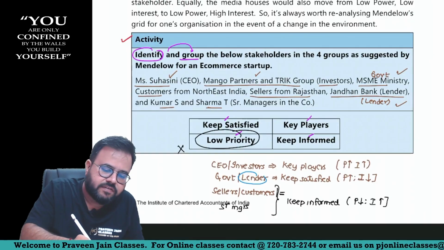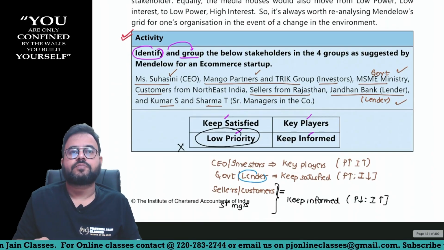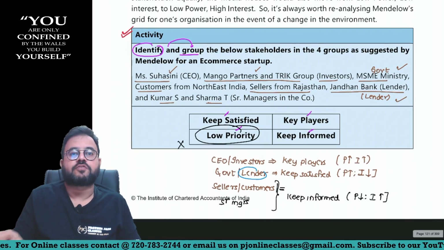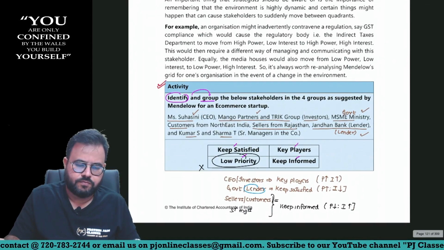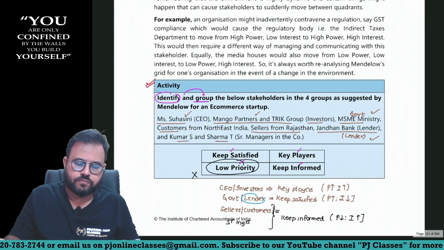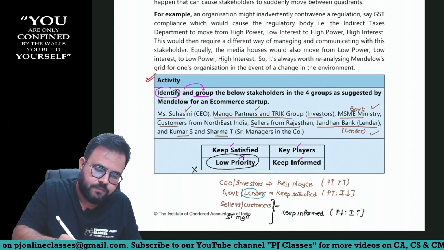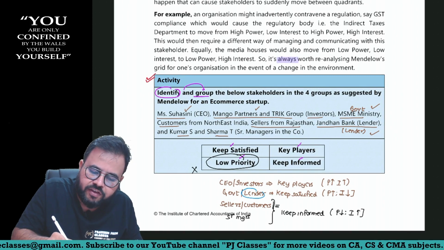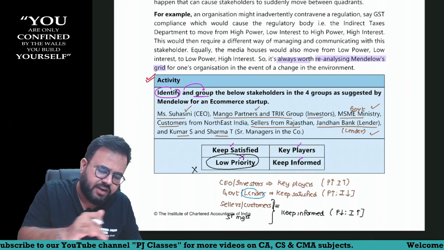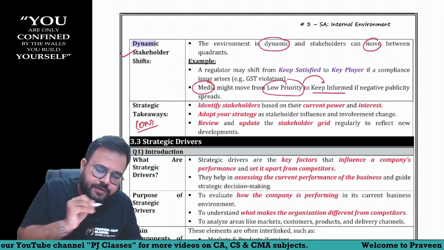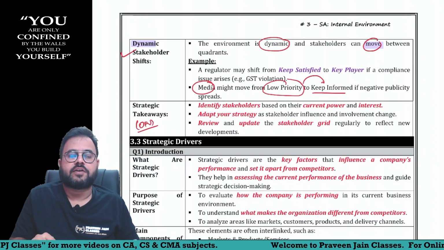So this ends this particular answer called what, sir? Mendelow's matrix. I hope you have understood this. In your textbook also it says it is always worth reanalyzing Mendelow's grid. And what did we write? The market is dynamic and stakeholders will move from one quadrant to another quadrant. Clear?